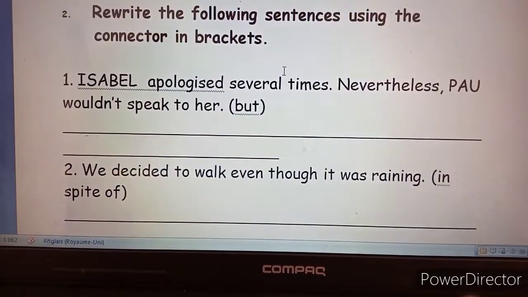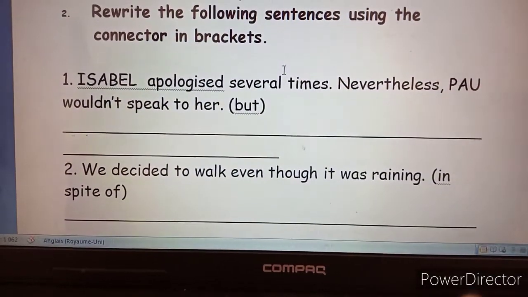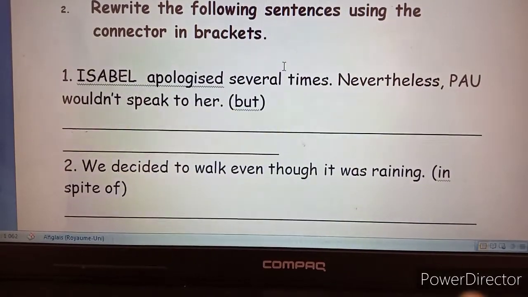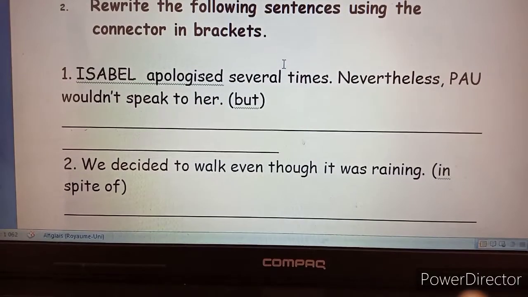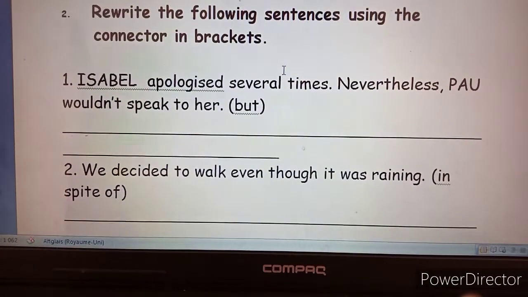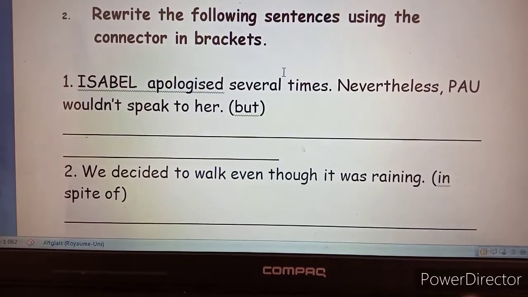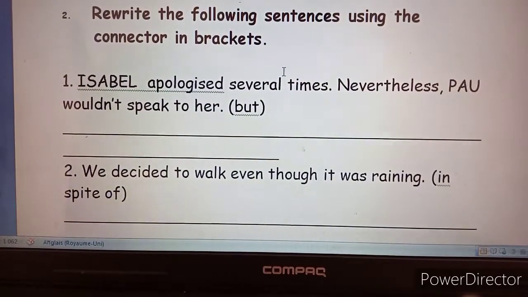So listen, in this exercise you have to rewrite. What does rewrite mean? Rewrite the following sentences using the connector in brackets. Clear? The first sentence. Please try to take a paper or a copybook and write this exercise. Do it yourself. Then let's move to the correction.